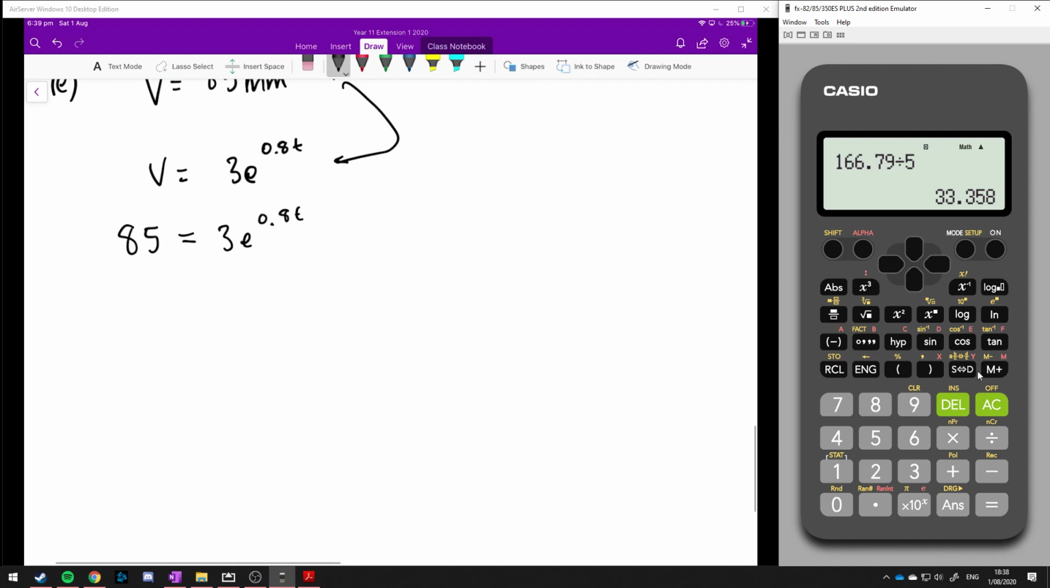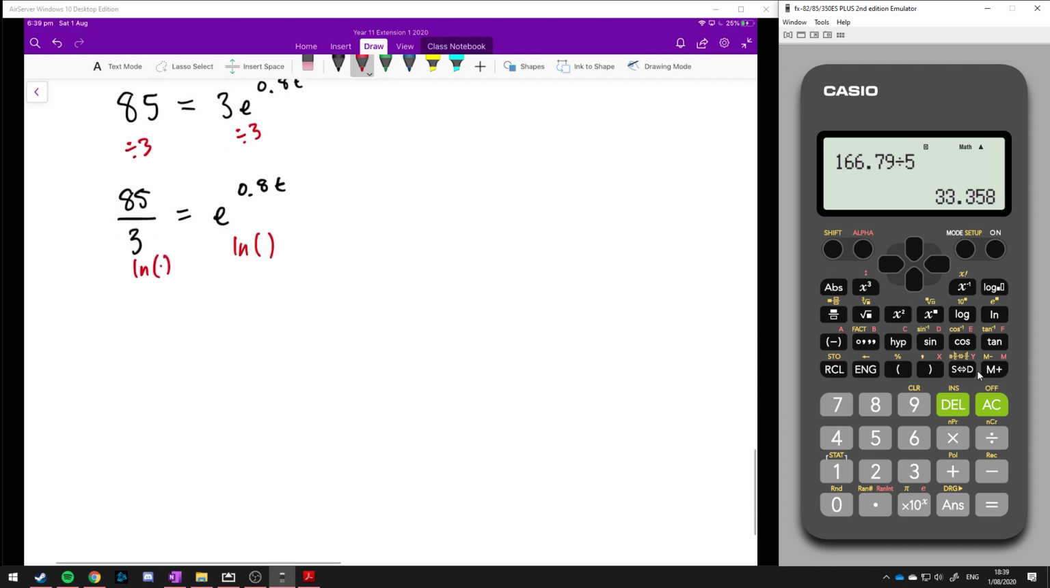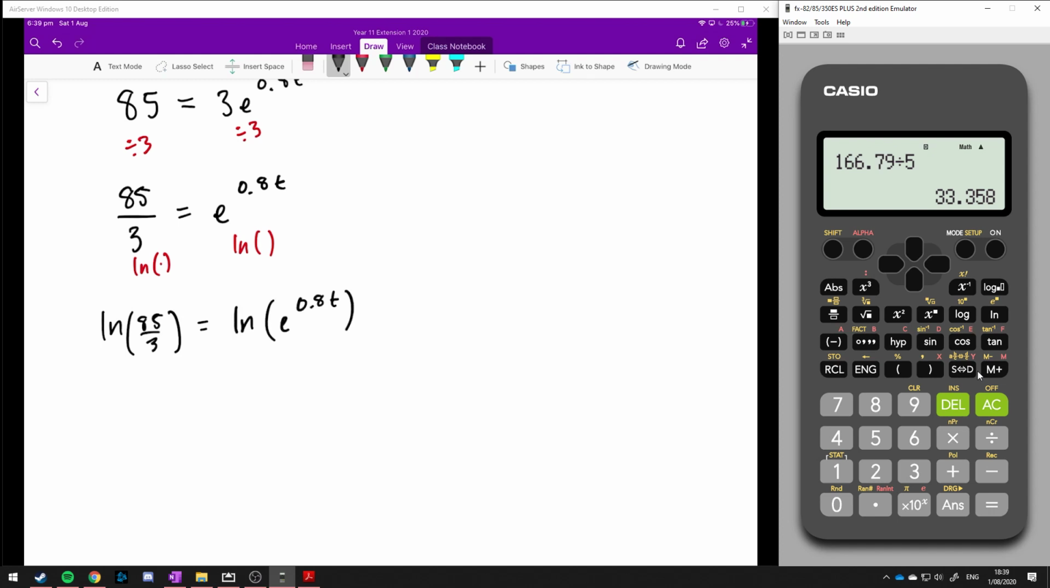Now to solve this, what we're going to do is divide both sides by 3. It's going to give us 85 on 3 is equal to e to the 0.8t. Okay. Now, do we remember how to remove exponentials? The inverse of an exponential, remember, is a logarithm. So I'm going to take log of both sides. And it's going to be the natural log because it's base e. So log of 85 on 3 is equal to the natural log of e to the 0.8t, like that.